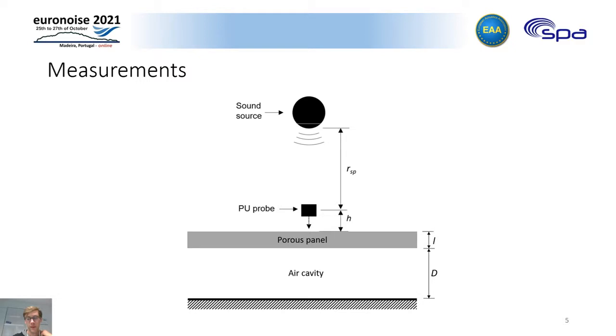So here is a scheme of the measurement procedure, because for this method we need, of course, to acquire some measured data for the reflection coefficient of the system. This is what it looks like. We have a round sound source and a PU probe, and we position them close to a system that features a porous panel and an air cavity. We would like to retrieve, without having to look at it, the flow resistivity, thickness, and air cavity depth of the system.